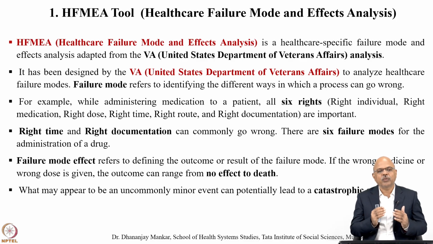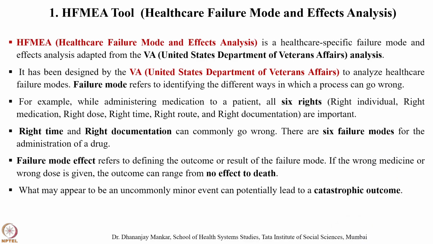If I have to give an example, while administering medication to a patient, all 6 rights, that is the right individual, right medication, right dose, right time, right route, right documentation, are very important. When you are going ahead with a medication, you need to consider all these 6 rights. If you are clear with all of this, you can say the failure mode is lesser or will not occur. Right time and right documentation can commonly go wrong, which is very inevitable. These are the 6 failure modes for the administration of a drug.